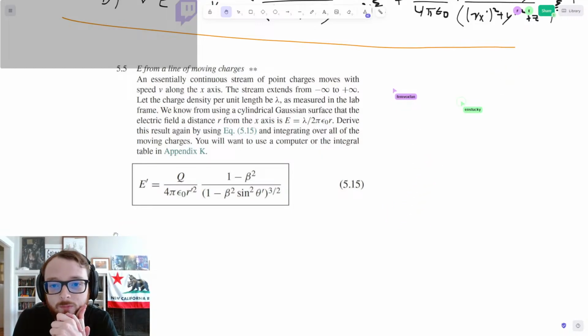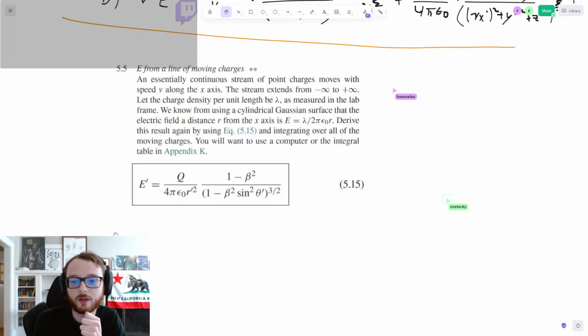Okay, E from a line of moving charges. An essentially continuous stream of point charges moves with speed v along the x-axis. The stream extends from -infinity to +infinity. Let the charge density per unit length be lambda, as measured in the lab frame. We know from using a cylindrical Gaussian surface that the electric field at distance r from the x-axis is lambda over 2 pi epsilon naught r, just our normal formula. Derive this result again by using equation 5.15 and integrating over all of the moving charges. We'll want to use a computer or the integral table in Appendix K.